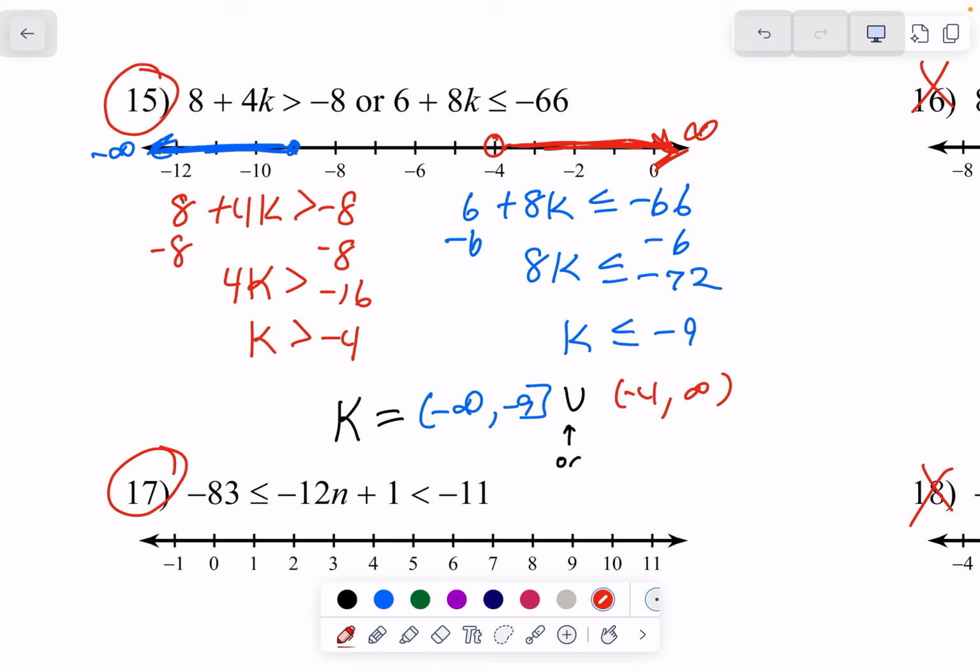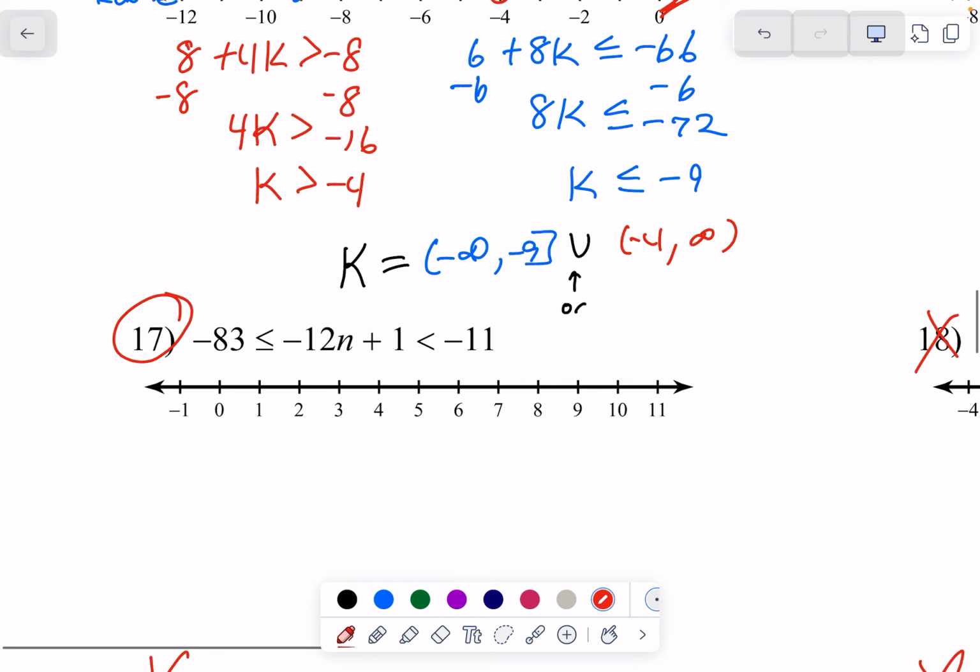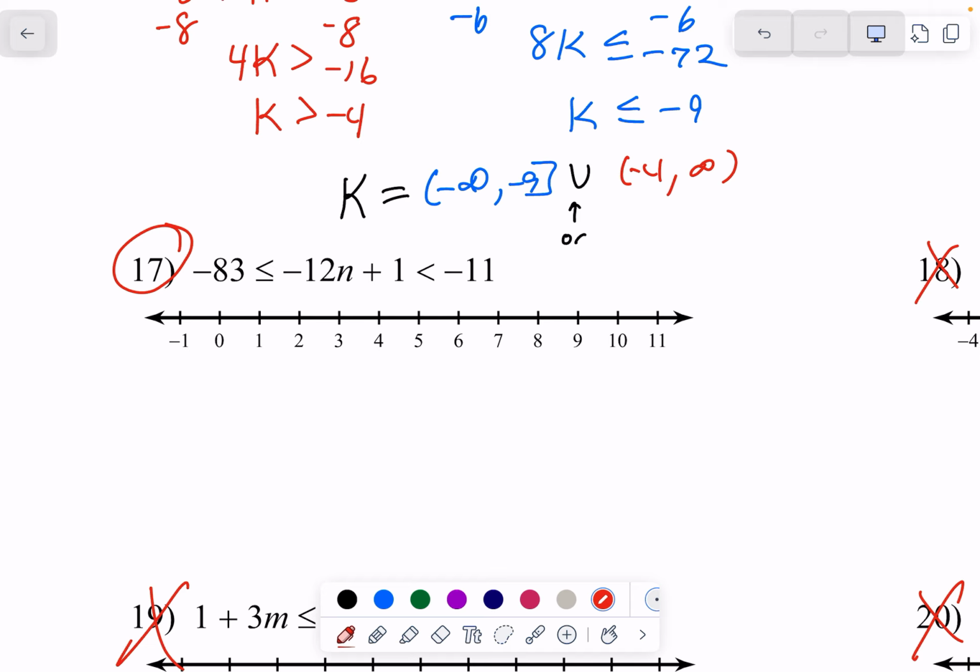Number 15 makes sense? Are we good with 15? Okay. 17 is actually, instead of a union, an intersection. It is an "and." But what's great about 17 is they've set it up for you. I call it "between." We want our n between two numbers. It's stuck between two things, okay?